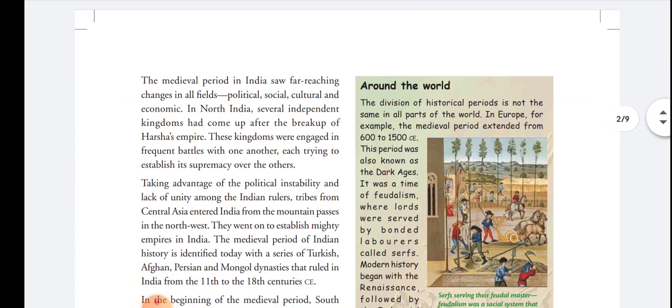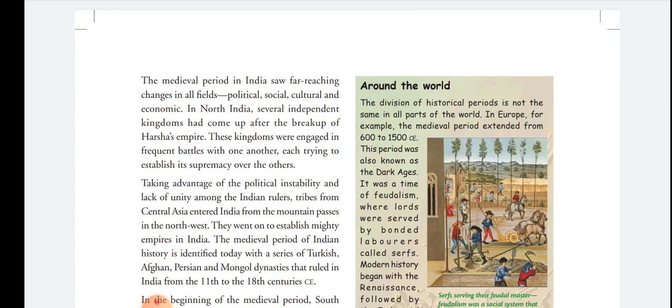The medieval period in India saw far-reaching changes in all fields. When the medieval period started in India, many changes happened in the political, social, cultural and economic fields.